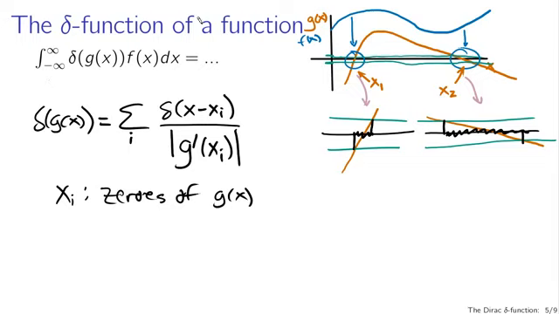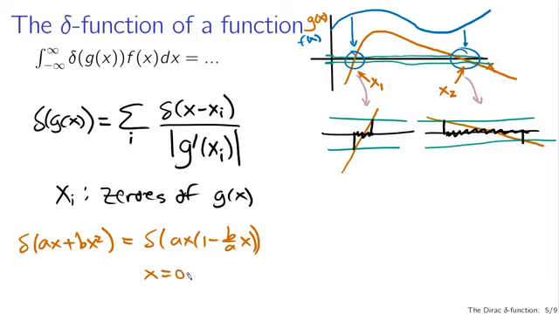To give you an example of how this works, consider delta of ax plus bx squared. I can simplify that a little bit, writing it as delta of ax times 1 minus b over a x, to factor things out. Factoring this makes it very clear that this is going to have zeros at x equals 0 and x equals a over b. If those are our zeros, then I have something, let's call this x1 and this x2, that I can use in this formula.